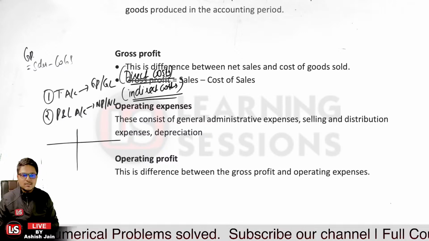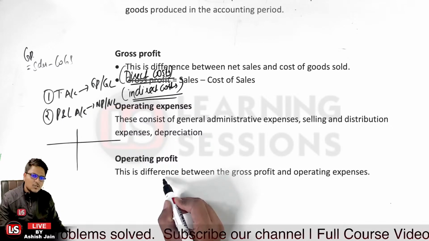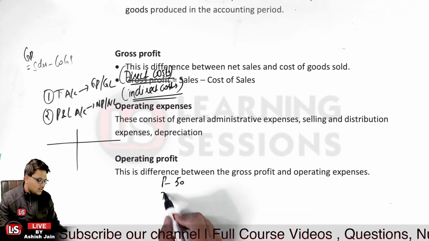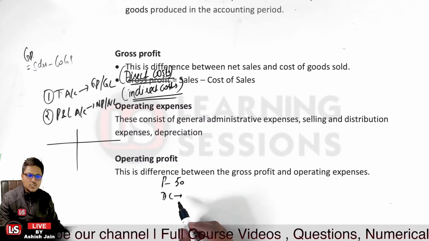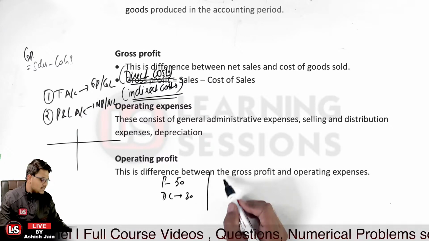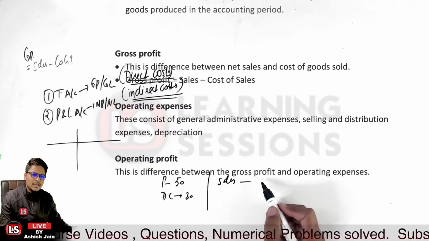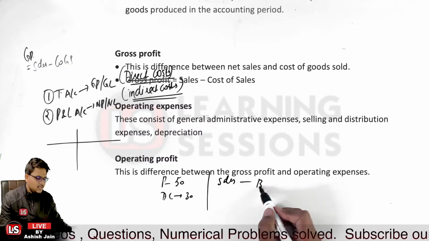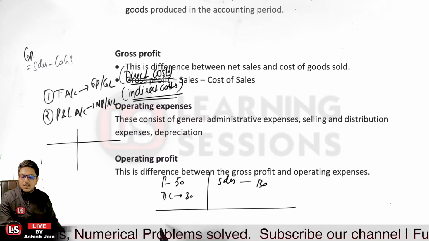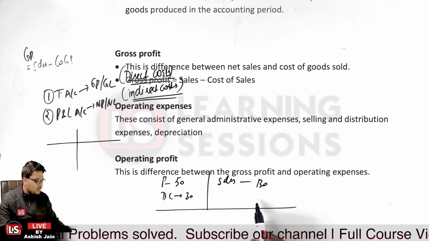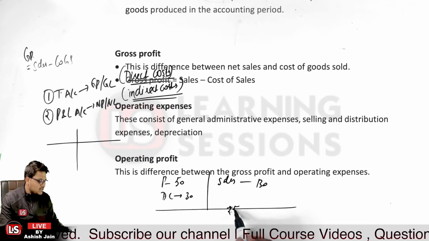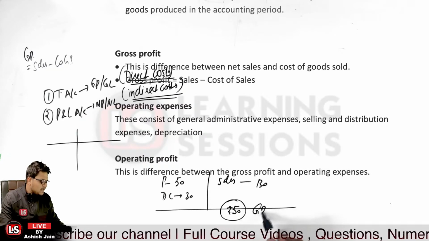Let me give an example. Over here, I purchased goods worth rupees 50, and the direct cost associated with the goods production is rupees 30, and I sold it for rupees 130. That is the sales, 130 over here. In that case, what will be the gross profit? The gross profit will be equal to rupees 50, if I am not wrong. This is representing my gross profit.